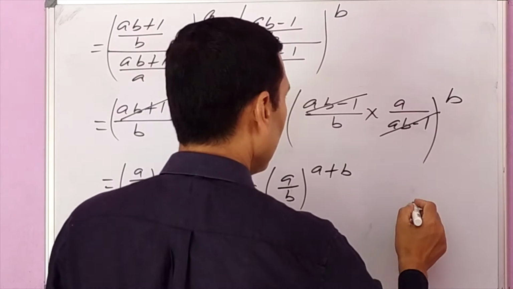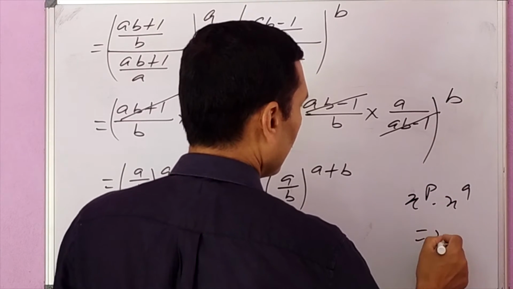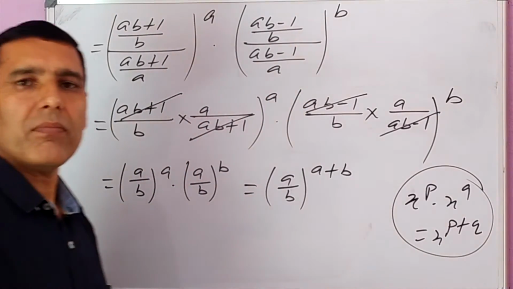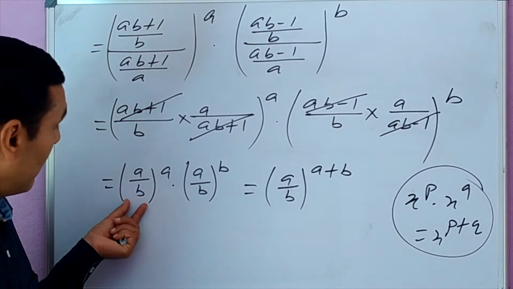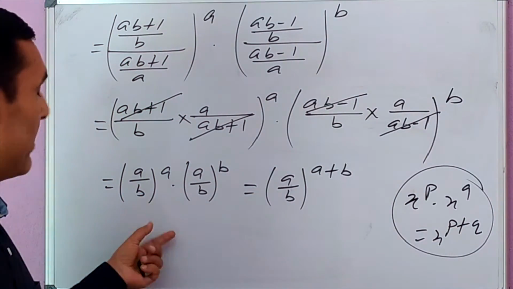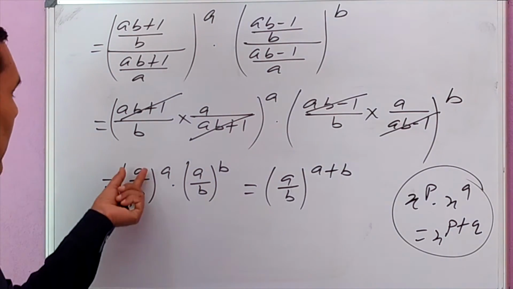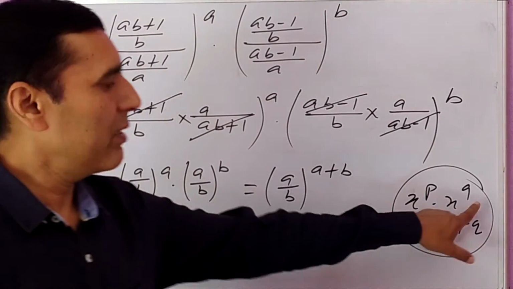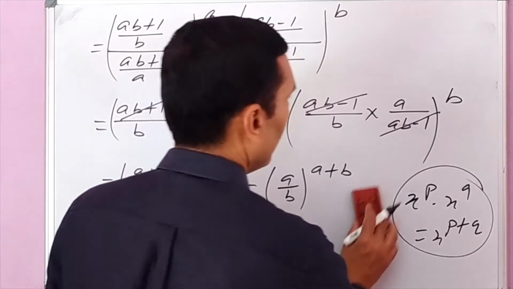We know that f to the power p into f to the power q is f to the power p plus q in multiplication form. On the same base, powers are added together. So here we can suppose this a/b as a base here. a/b, a/b, we have the same base. So (a/b) to the power a into (a/b) to the power b. Just follow this rule. (a/b) to the power a plus b. So this is the answer.